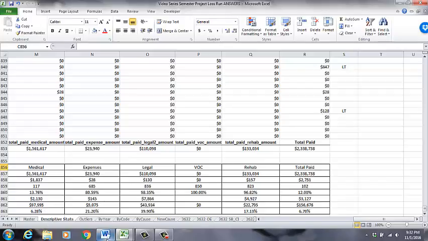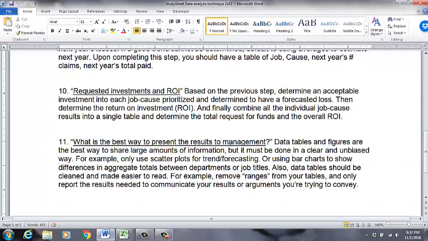So the final step is, what's the best way to present this to management? And that's something you're going to have to figure out. Figures, tables, this is what's good. It needs to be brief. It needs to be direct. It needs to say, here's a potential gain based on past losses.